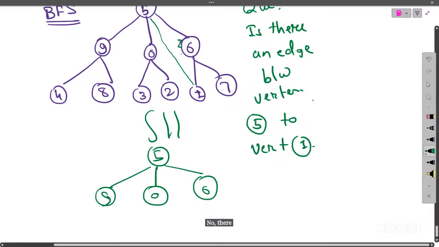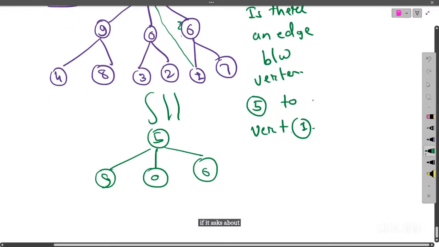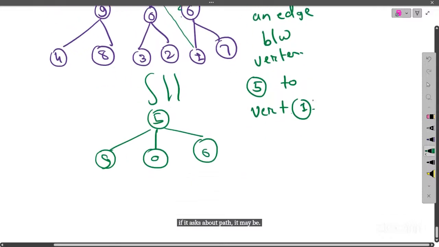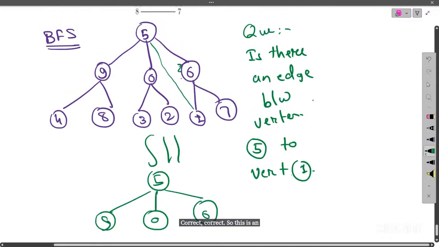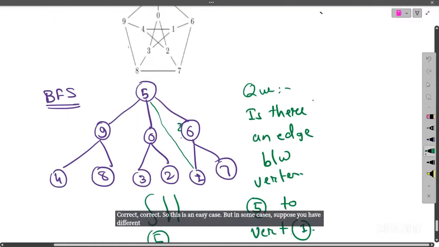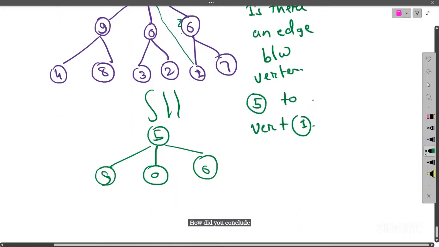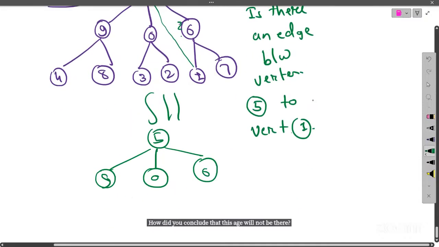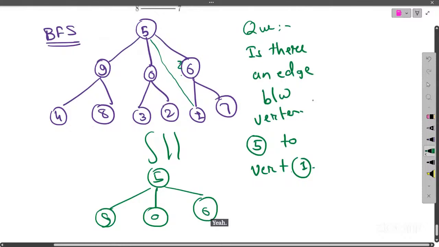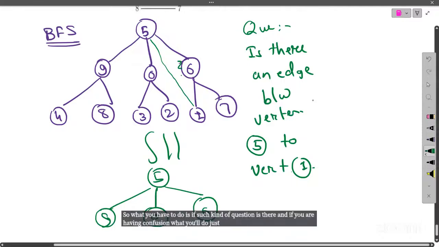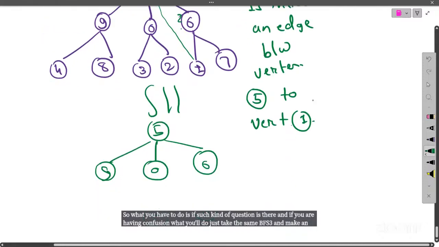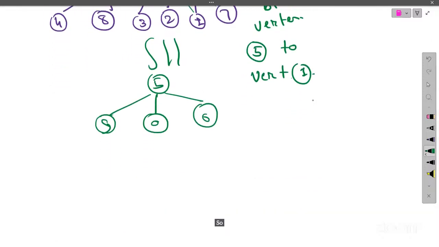Okay, so if it asks about an easy path case, it may be obvious. But in some cases, how do you conclude that this edge will not be there? I'll explain. If such a question comes up and you are having confusion, just take the same BFS tree and make an edge between these two vertices.